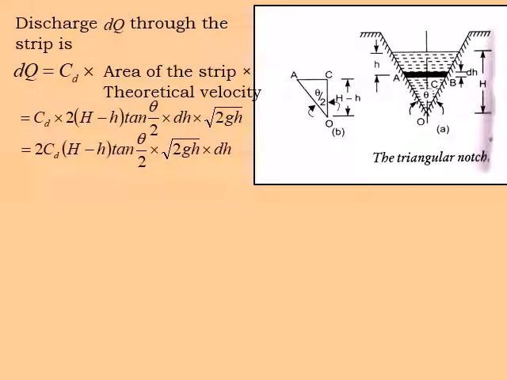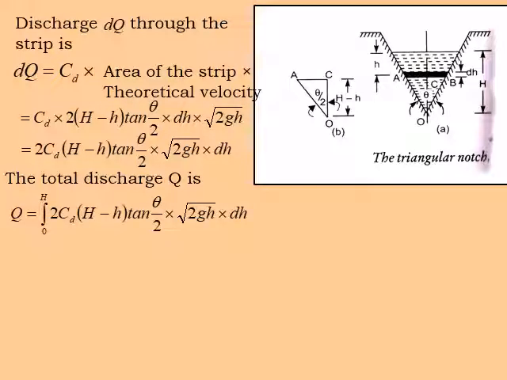Simplifying this, dQ equals 2 into Cd into (H minus h) into tan theta by 2 into square root of 2gh into dh. Now the total discharge through the V notch is given by Q, integrated from 0 to H of 2 into Cd into (H minus h) into tan theta by 2 into square root of 2gh into dh.